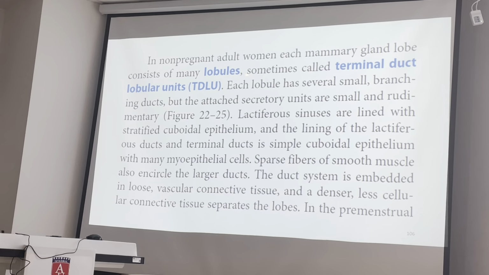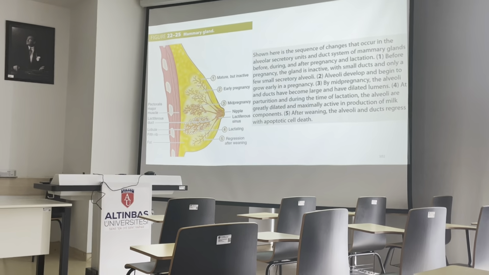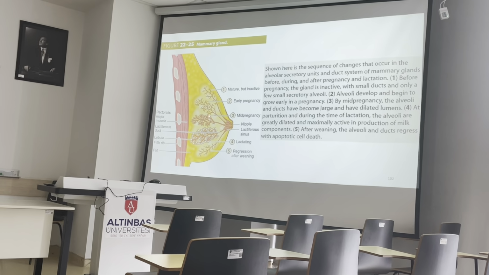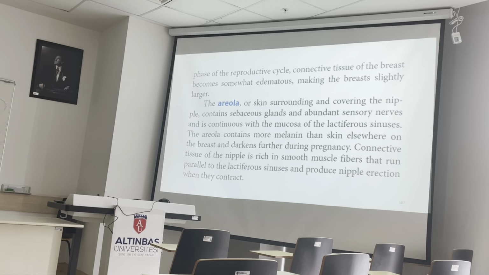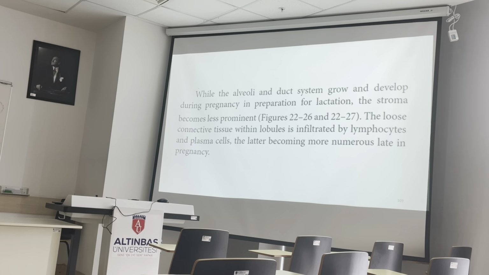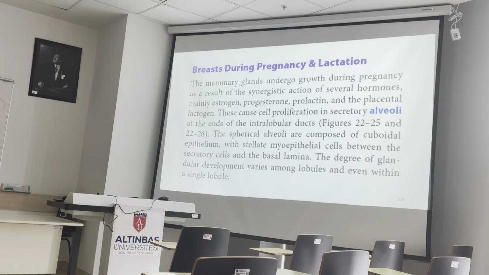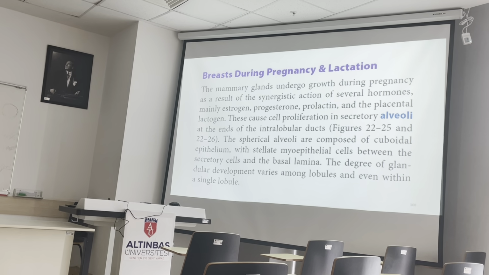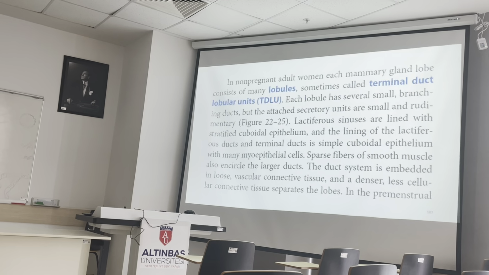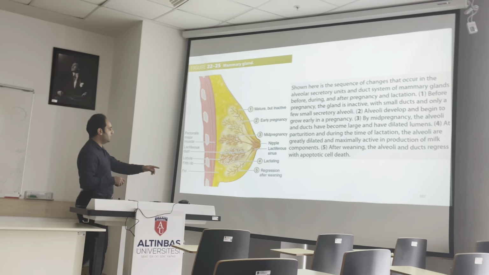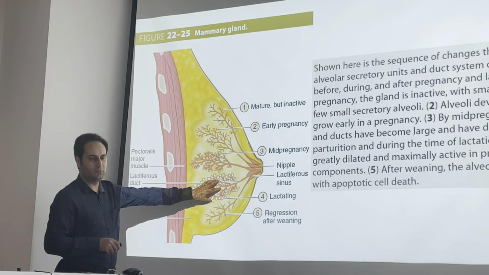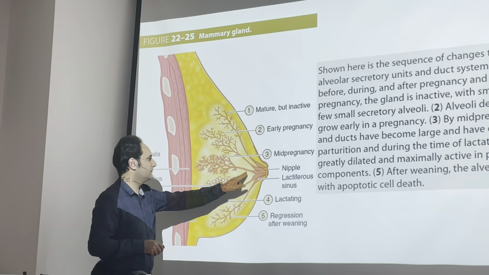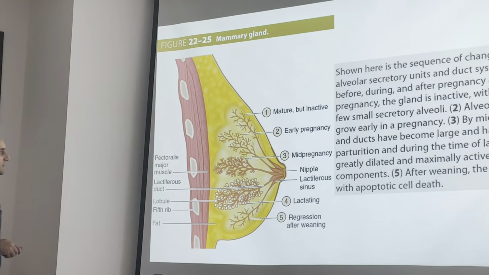The lobules, also known as the terminal duct lobular unit. This part is our terminal duct lobular unit, appearing the end pieces. And in the last stage, you can see alveolar secretory unit in the end of the ducts. Guys, these ducts are our intralobular ducts in the intralobular side, and this part is our normal lactiferous ducts.